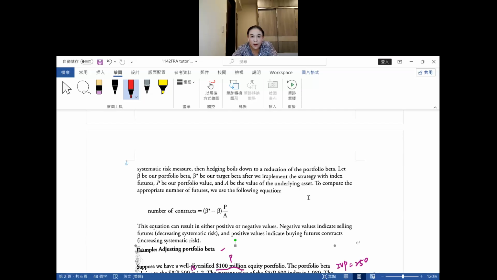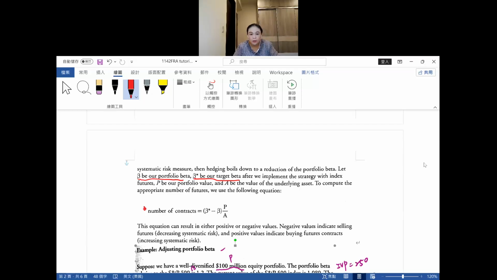Let beta be our portfolio beta, and beta star be our target beta. This is literally what we learned before. Beta is the old beta, beta star is the target beta. After we implement the strategy with index futures, P is our portfolio value, A is the value of underlying assets. To compute it, the appropriate number of futures is as follows. Here is the number of contracts we should hedge.